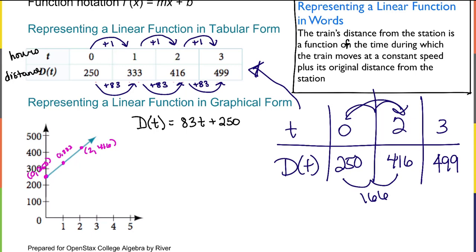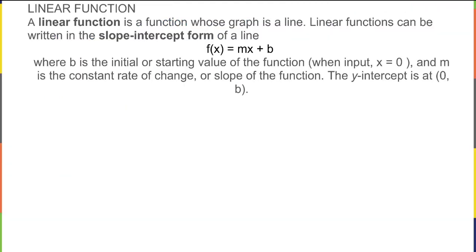They form a line. So linear functions form lines. They go up at a constant rate or a constant slope, and the graph that it yields is a straight line. Sometimes it goes up, sometimes it goes down, sometimes it's flat, but it is a line. So specifically, a linear function is a function whose graph is a line.